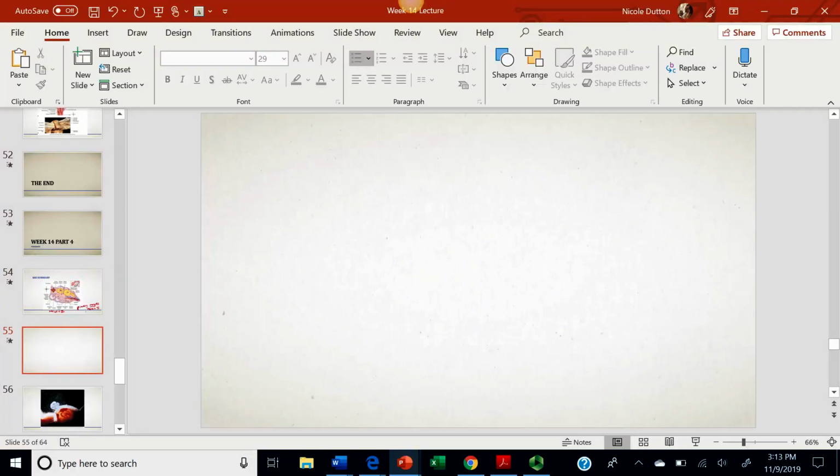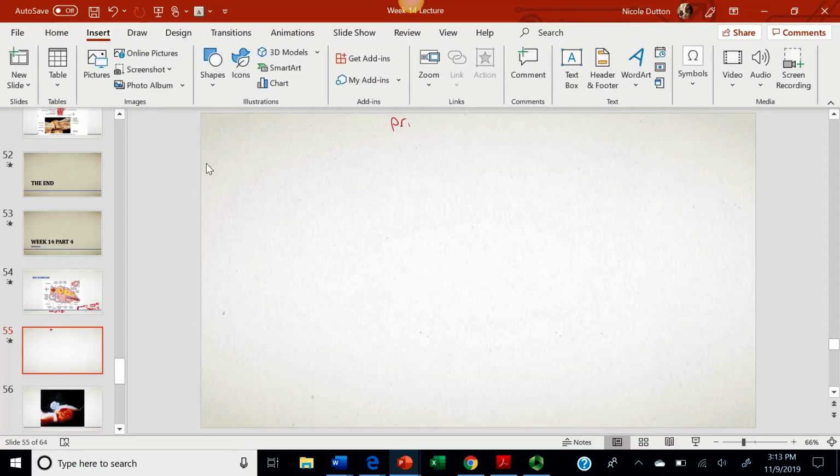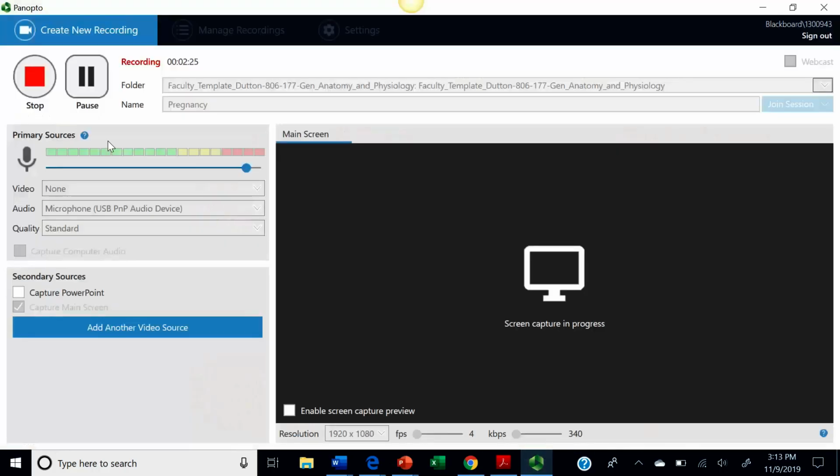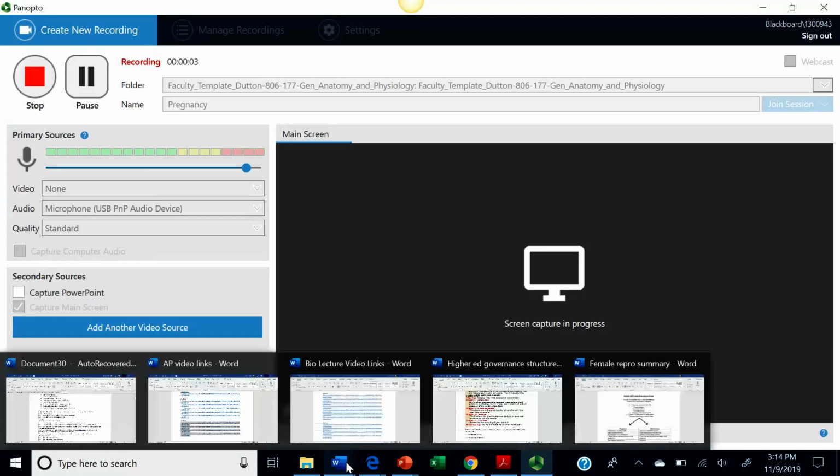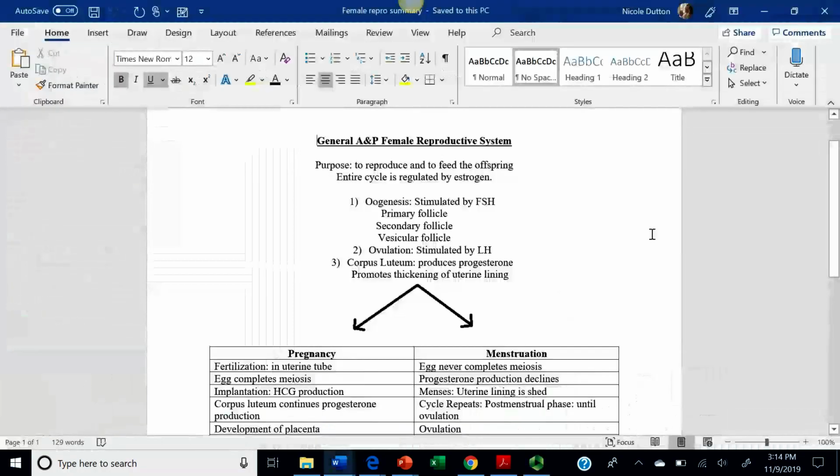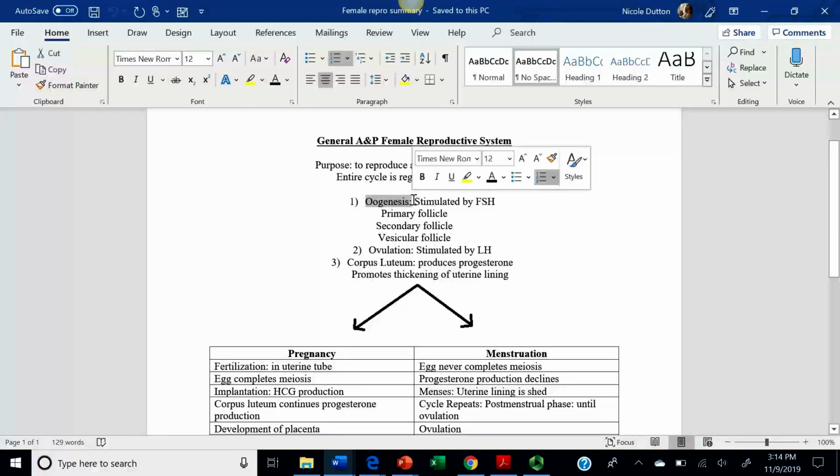So you have your primary, and I'm going to actually type this out for you. Actually, I'm just going to go through the summary that I've already got typed up here to save us some time. So oogenesis, the egg production, is stimulated by follicle stimulating hormone.